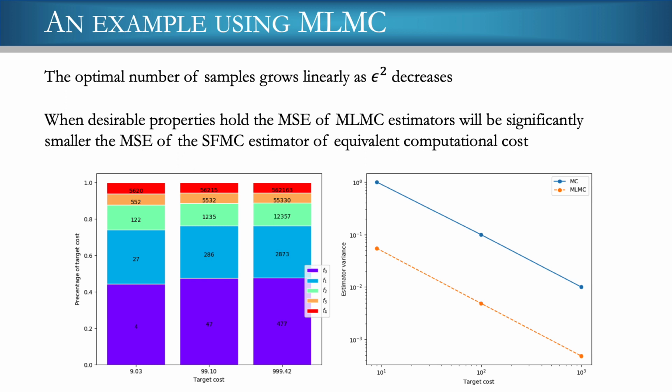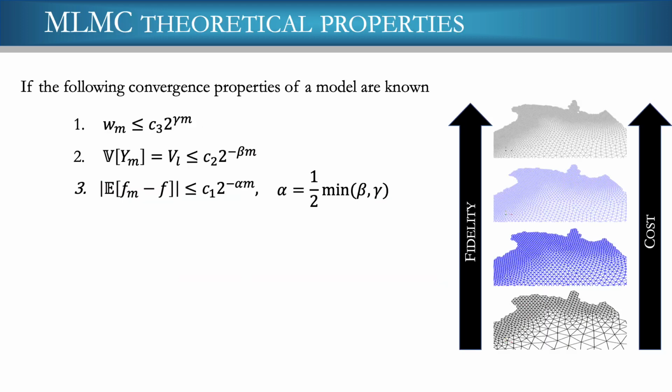Just like control variate Monte Carlo, the relative performance of Monte Carlo and multi-level Monte Carlo depends on the correlation between models and their relative costs. Indeed, the relative performance of control variate Monte Carlo and multi-level Monte Carlo depends on the same factors. You should look out for another tutorial on how to practically choose the best estimator for a given problem using a pilot study.